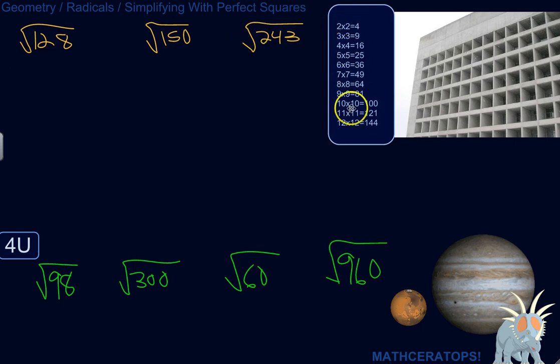Here's a list of some perfect squares. 4 is a perfect square because it is the product of an integer and itself. So 2 times 2 is 4, 3 times 3 is 9, 16, 25, 36. These are all perfect squares. You can square root them and get a nice, clean integer.